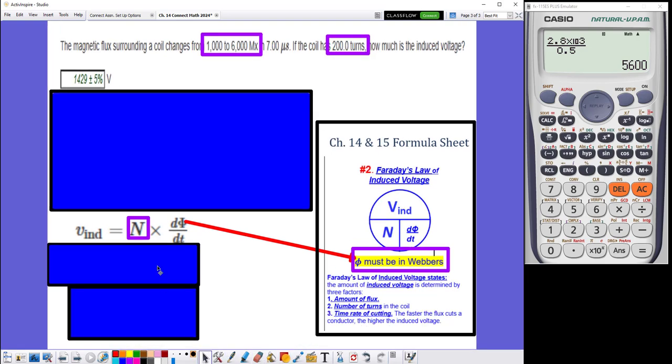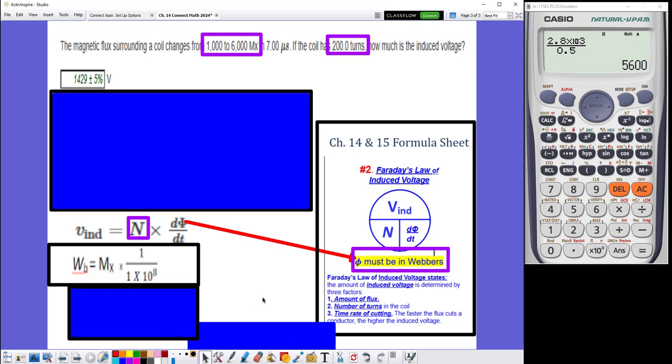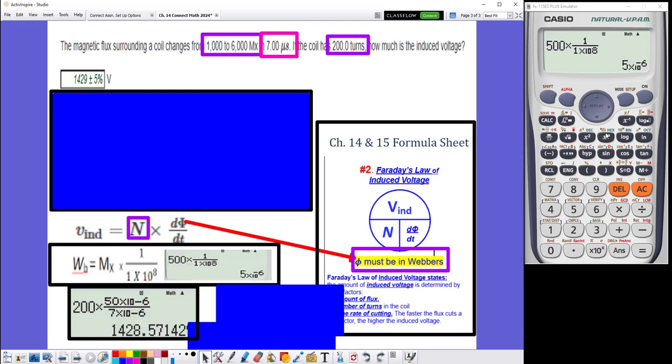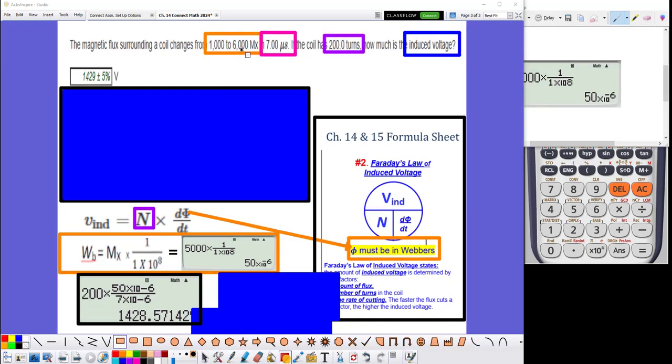So we're going to have to use a formula from our Chapter 13 formula handout, and it tells us that Webers is equal to Maxwell's times 1 over 1 times 10 to the 8th. How many Maxwells did we have? We had a change of 5,000. So I plug in my difference of Maxwells, which is 5,000 times 1 over 1 times 10 to the 8th. That gives me an answer of 50 micro-Webers.